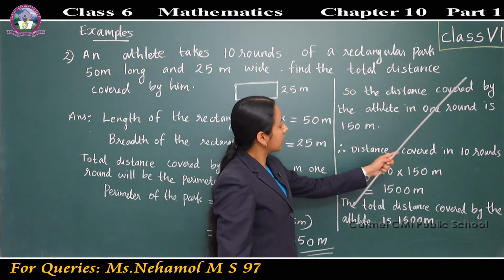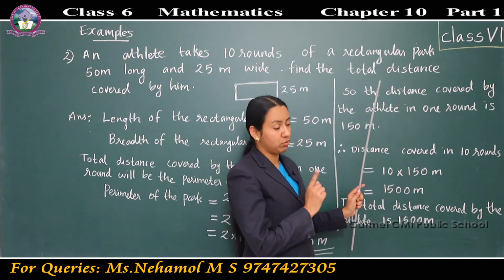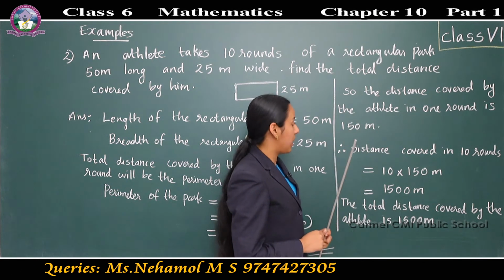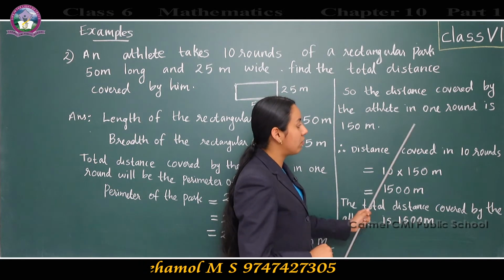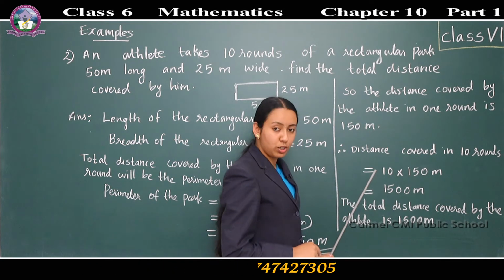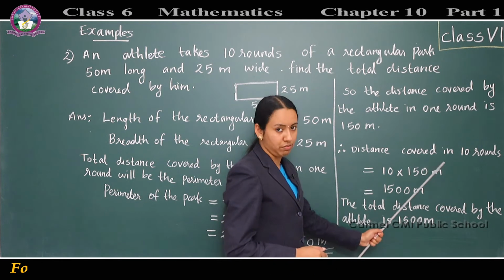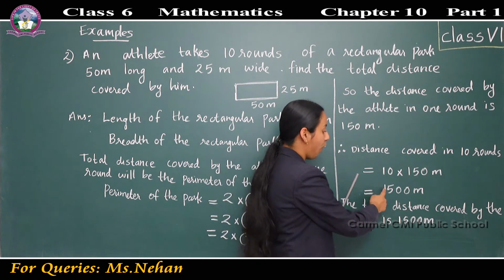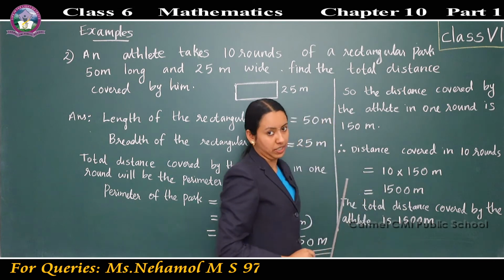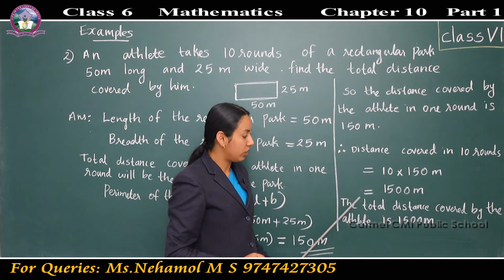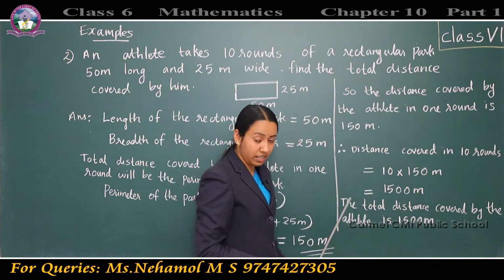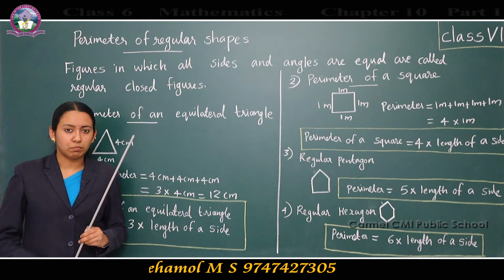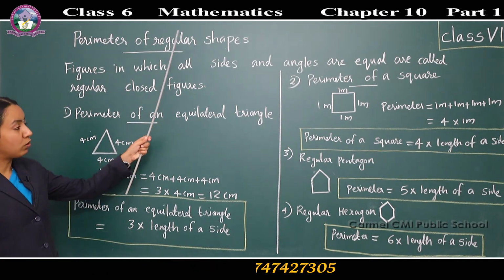So the distance covered by the athlete in one round is 150 meter, that is the perimeter of the park. Therefore the distance covered in 10 rounds is 10 times 150 meter, which is equal to 1500 meter. So the total distance covered by the athlete is 1500 meter.